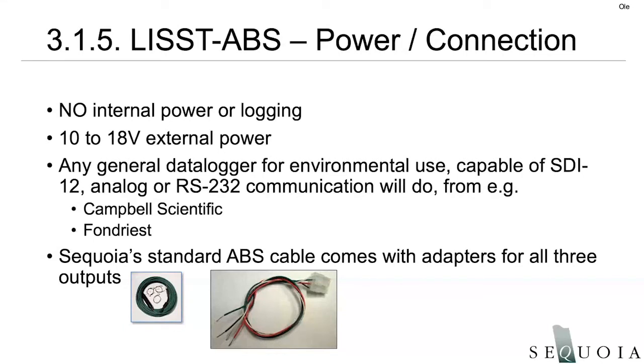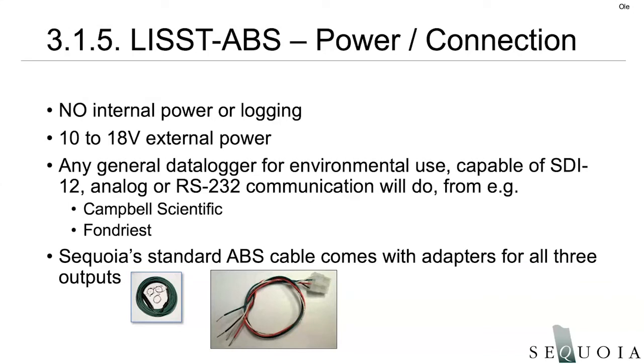In order to actually power it up, it just needs 10 to 18 volt external power. And any data logger for environmental use can communicate with SDI-12 for analog or RS-232. That'll do the trick. I know that the USGS are all very familiar with the SDI-12. We have some customers who prefer analog for a number of reasons, and then there are others that use RS-232.